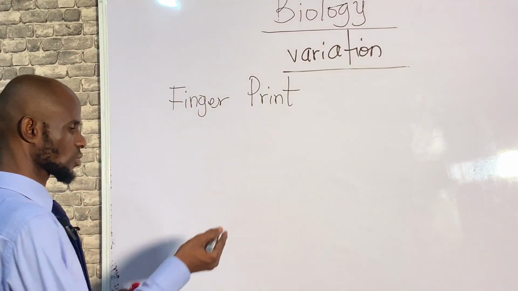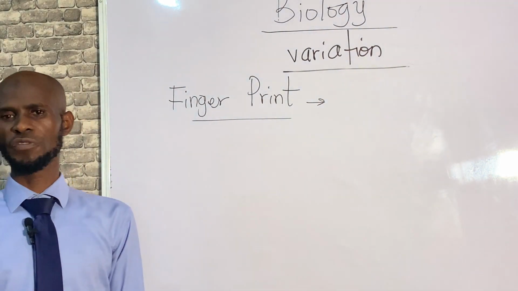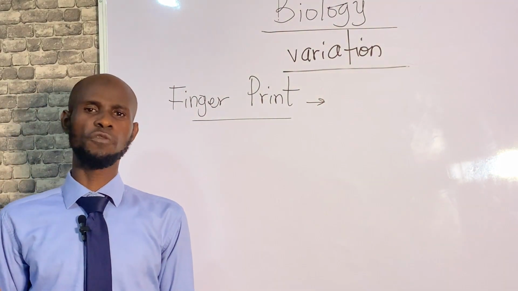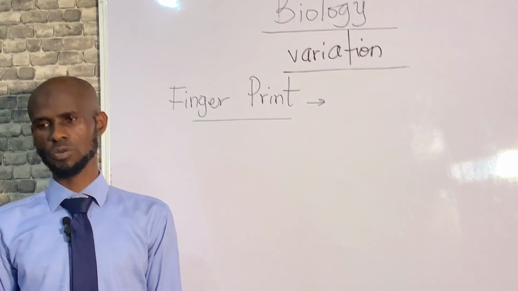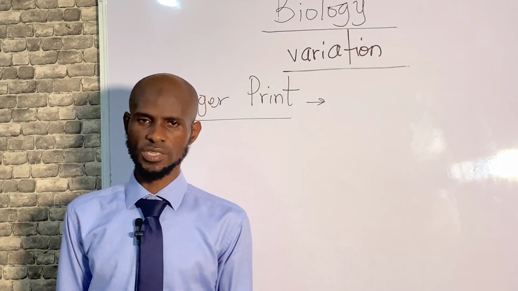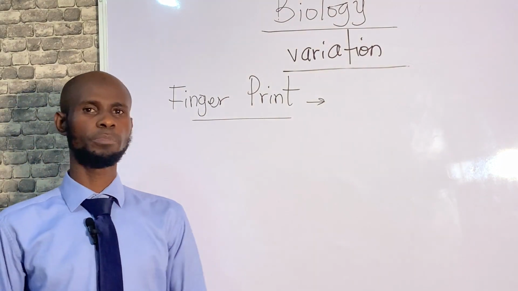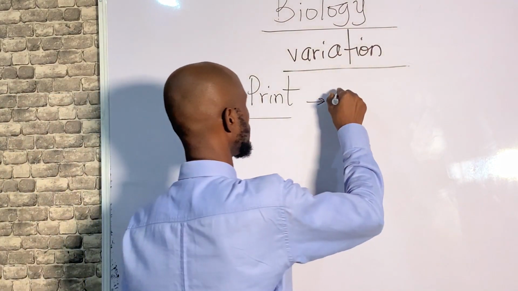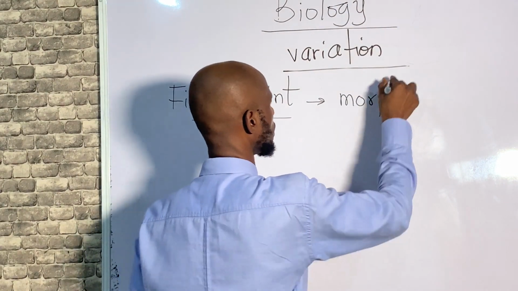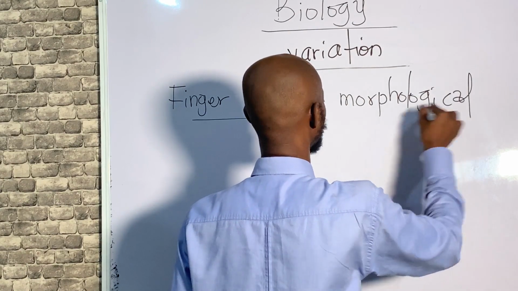So let's revise what we learned in the last class. The fingerprint is what type of variation? Is it morphological or physiological? Do we see it in the physical appearance, or do we see it in the function that is performed by that particular individual? So the answer is morphological. The answer is morphological variation.